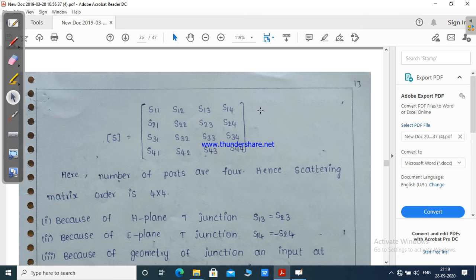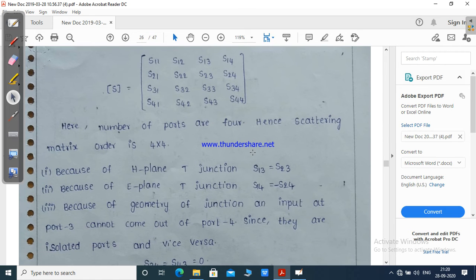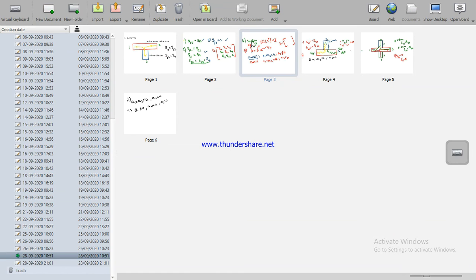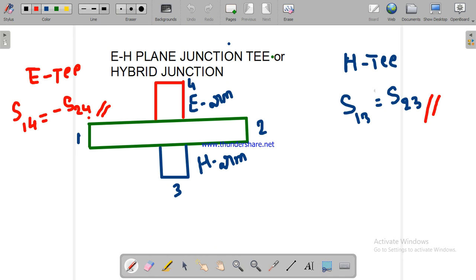Here we have 4 ports, so the scattering matrix is also a 4 into 4 matrix: S11, S12, S13, like this, up to S44. For the H plane T, we know that S13 is equal to S23, and S14 is equal to S24. Just as we discussed here, we discussed these 2 points.